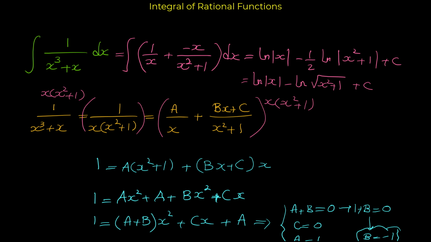Now we have 2 ln and a negative between. Similar to the previous question, we can write it like a division. So the final answer for this question is, basically, we can write finally this in this form: ln of absolute x over radical x2 plus 1 plus c.